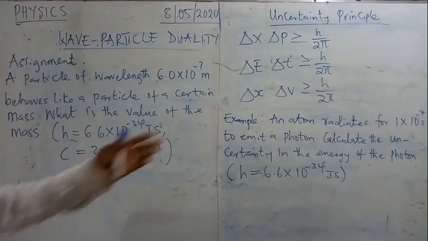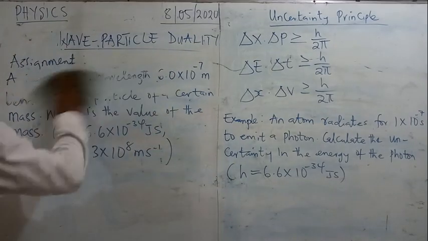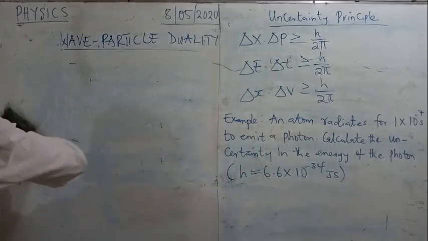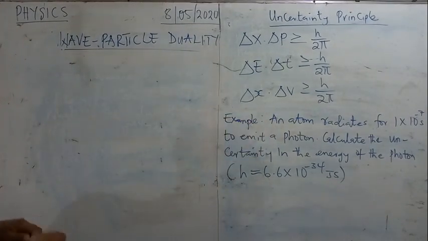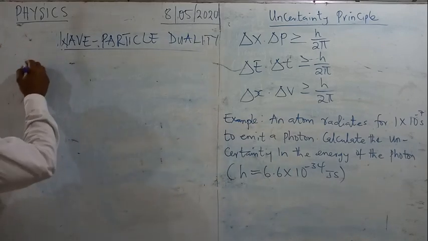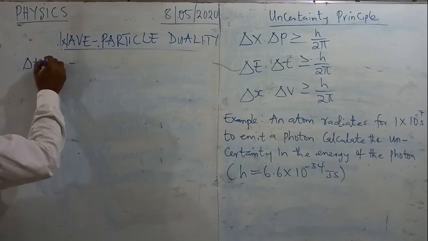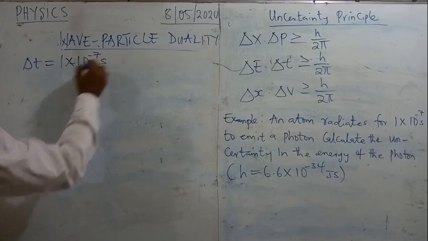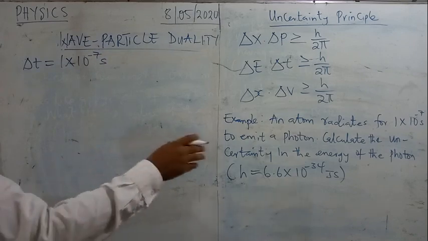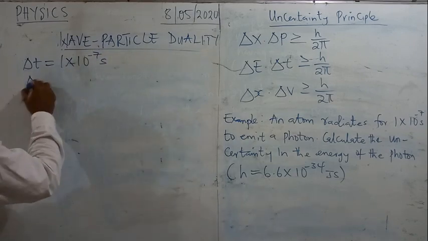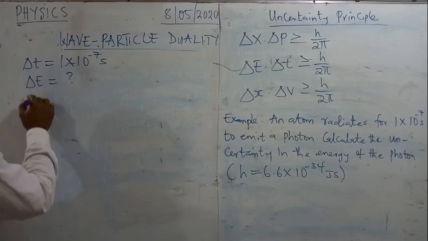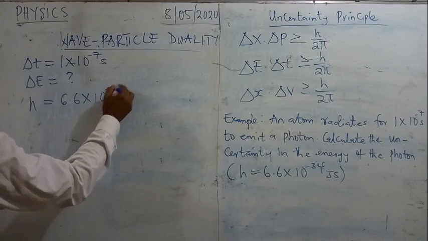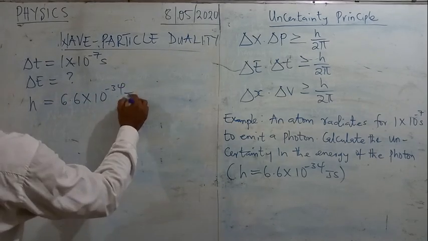But before we solve, we have to write out our parameters to solve effectively. The first parameter there is the uncertainty in time, which is given by 1 times 10 raised to power minus 7 seconds. Then we have to calculate the uncertainty in energy, so we are looking for delta E, and that is unknown, where the Planck's constant is 6.6 times 10 raised to power minus 34 joules second.